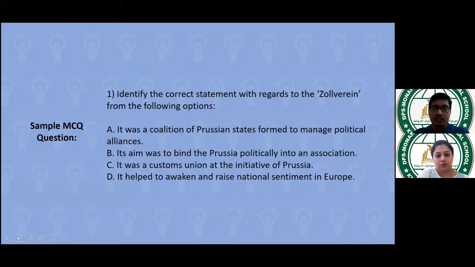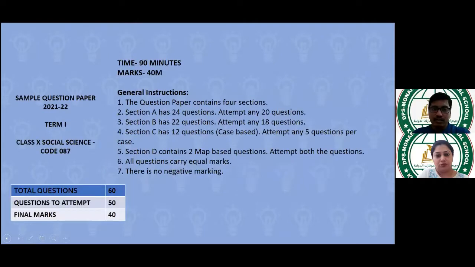Section A with 24 questions, and the rest of the thing remains the same. That is, they have to attempt 20, 18. The instruction is clearly mentioned here, which is same as the other subjects, so no elaborating much on it.